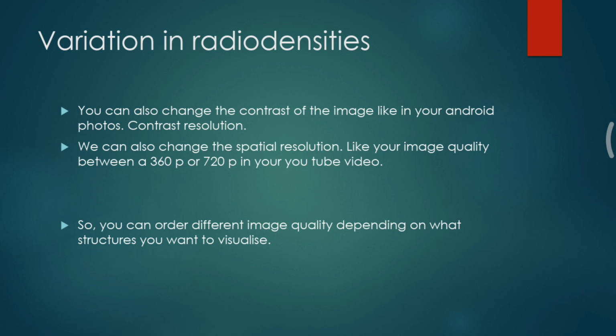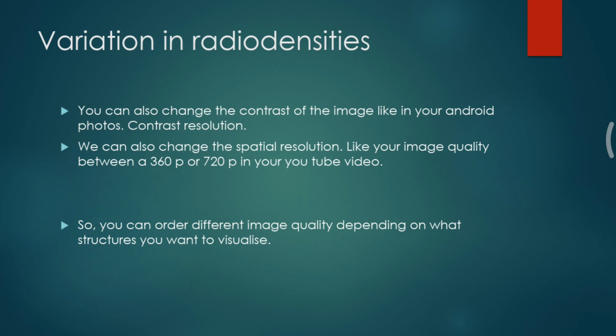Also, in spatial resolution, if you go to YouTube and see a video, you can change it from 120 pixels to 1028 pixels. So similar to that, the image quality can also be changed from 360 pixel to 720 pixel. This depends on the pixel size. So if you change the pixel size, then the spatial resolution can change.